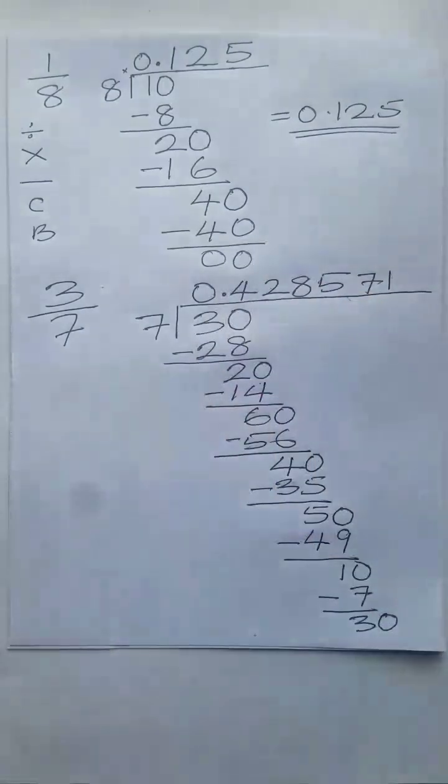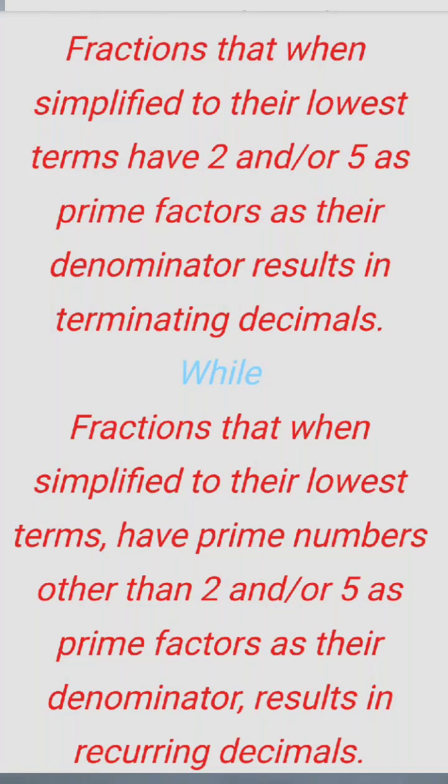Now I want you to note something. Fractions that when simplified to their lowest terms have just 2 and or 5 as prime factors as their denominators result in terminating decimals. While fractions that when simplified to their lowest terms have prime numbers other than 2 and or 5 as prime factors as their denominator result in recurring decimals.